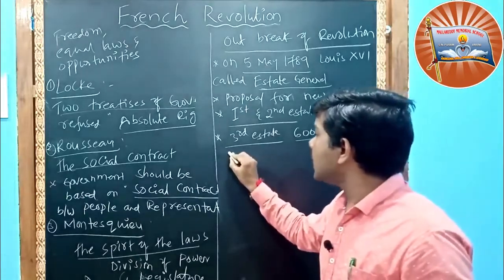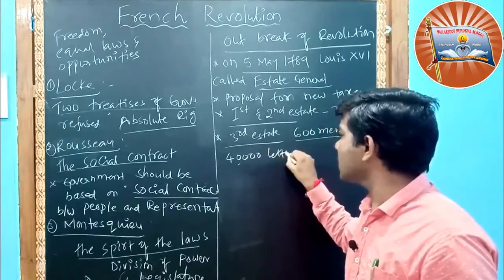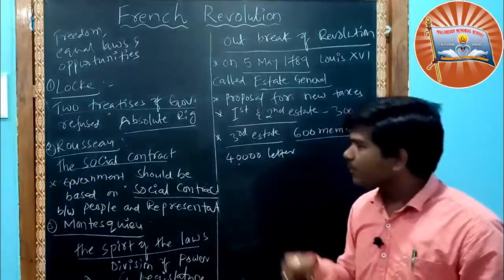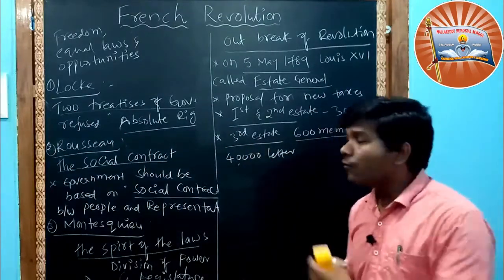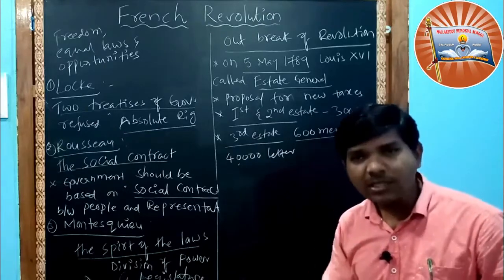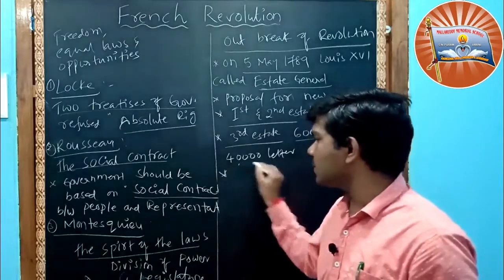But they carried 40,000 letters. The 600 representatives of the third estate came with 40,000 letters which were written by women, peasants, and artisans. Okay, next, let's see the procedure.